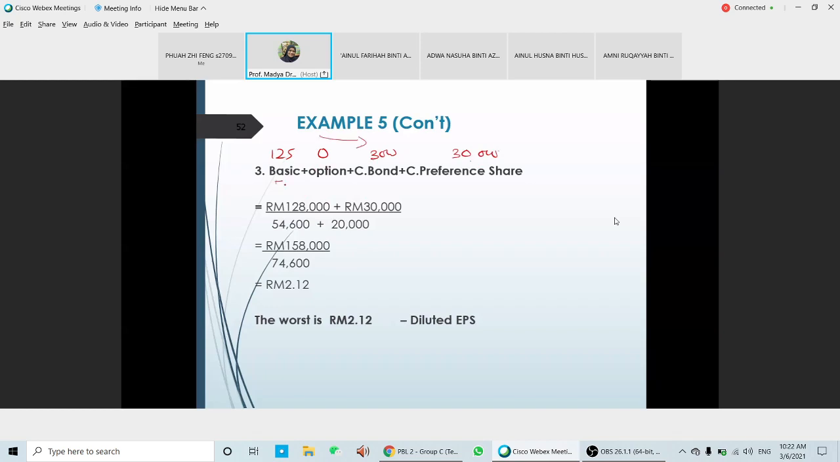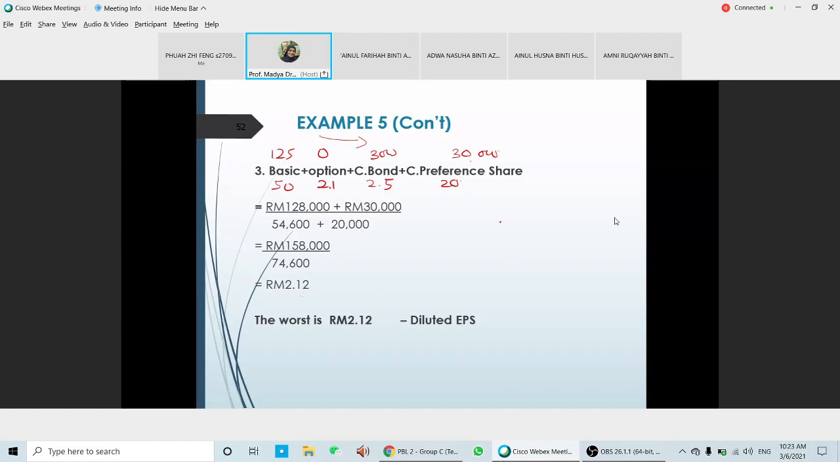And then basic here is 50, options 2 to 100. Okay, convertible bond 2.5. Preference shares that you have here is 20. Yeah? So add together, you're going to have 74,600. So 158 divided by 74,600, so 2 ringgit and 12. So 2 ringgit and 12 is the lowest.